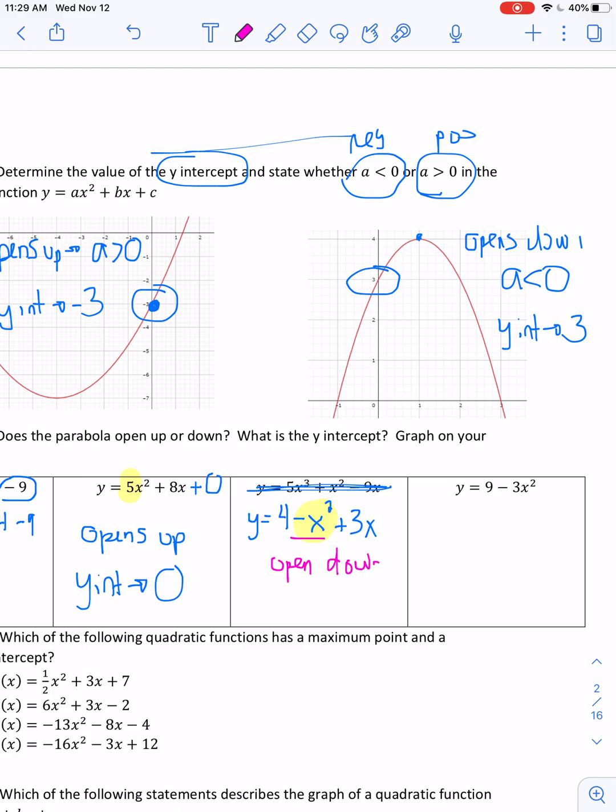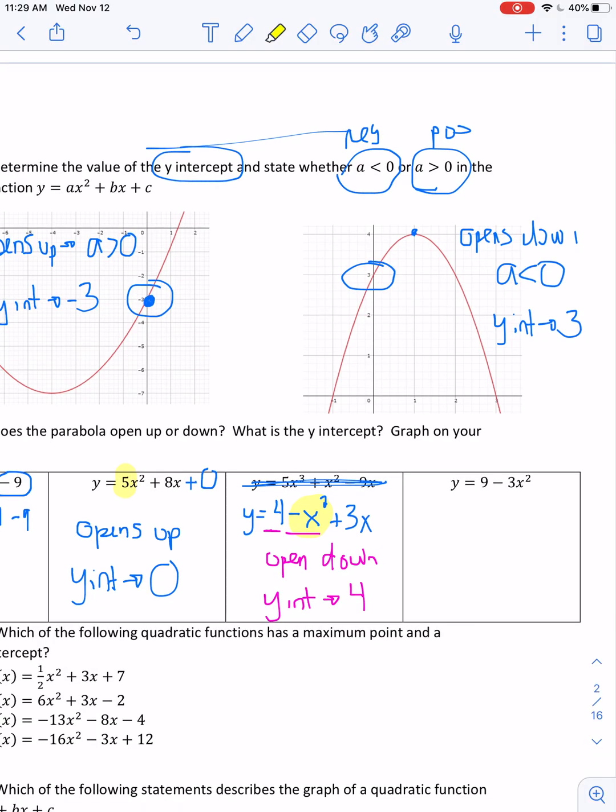Our constant in this case is the +4, sorry, so our y-intercept is +4. Moving on to the last example. Our -3x squared is our leading coefficient. So because we have a -3 in front of that x squared, that means our graph opens down. My y-intercept is the constant, which in this case is 9.